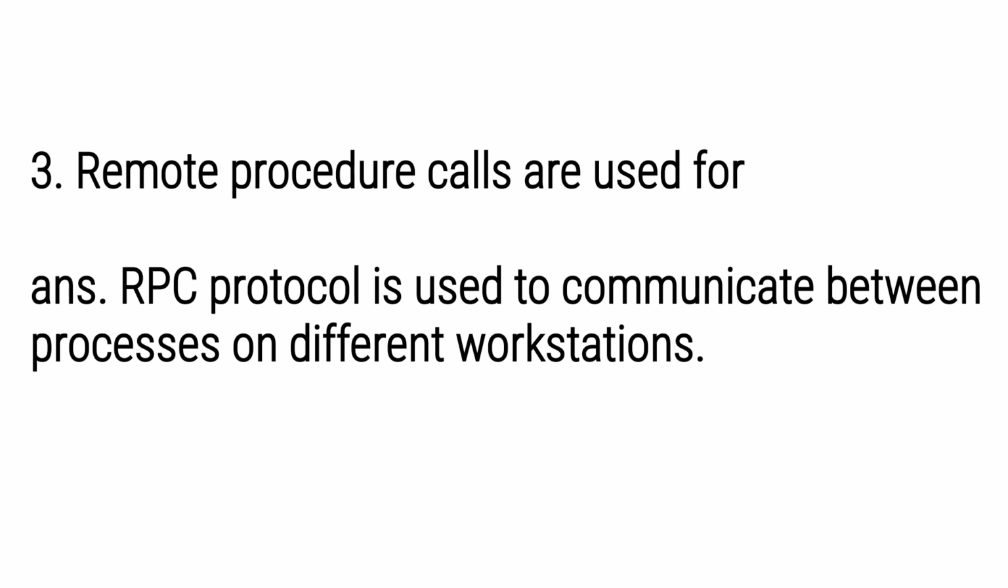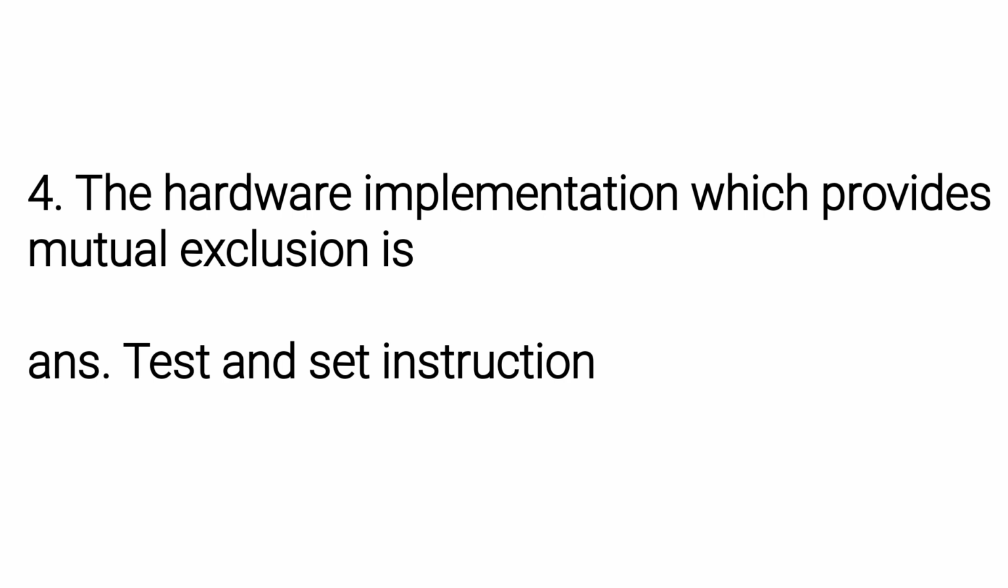The answer is option D, none of the above, because remote procedure call protocols are used to communicate between processes on different workstations. Next question, the hardware implementation which provides mutual exclusion is: option A, semaphores, option B, test and set instruction, option C, both options, option D, none of the options. Answer is option B, test and set instruction.